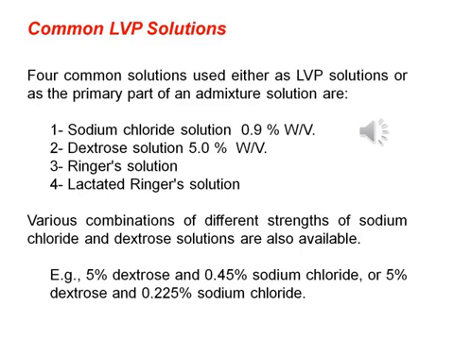Common large volume parenteral solution. Four common solutions used either as large volume parenteral solution or as a primary part of an admixture solution. They are sodium chloride solution 0.9% weight per volume, dextrose solution 5% weight per volume, Ringer solution, lactated Ringer solution, and also various combinations of different strengths of sodium chloride and dextrose solution are available.